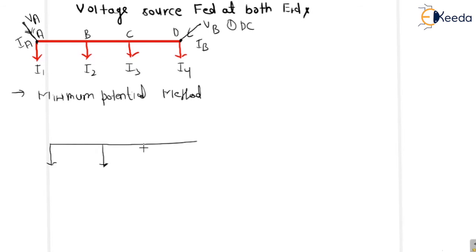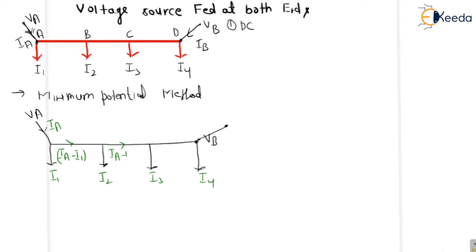This is I1, I2, I3, I4. This is VB and this is VA. We can take current from any direction, either at A or at B. Let us assume this is current IA. If this is I1, I2, I3 and I4, then in this branch the current IA minus I1 will flow, in this branch IA minus I1 minus I2 will flow, and in this branch IA minus I1 minus I2 minus I3 will flow.